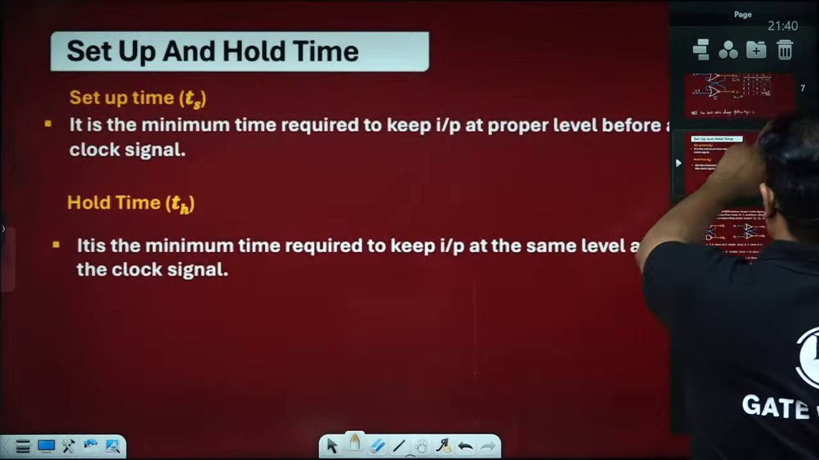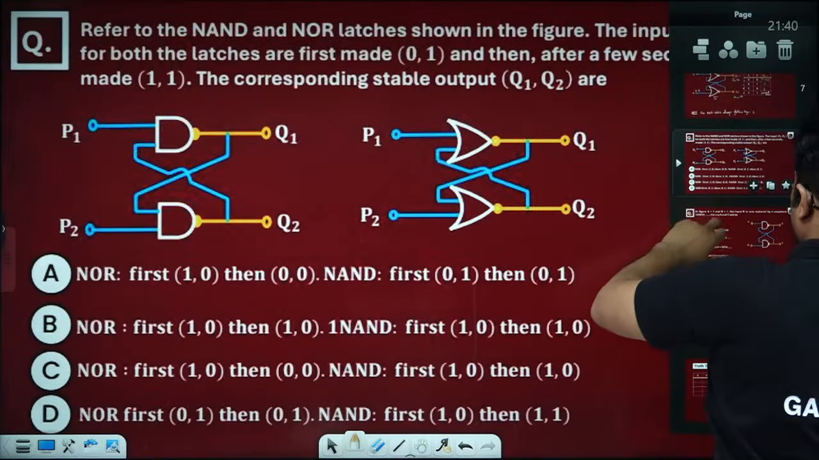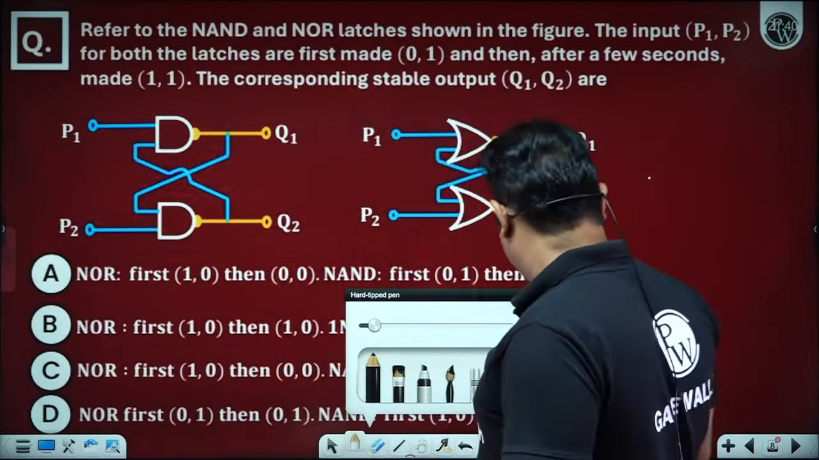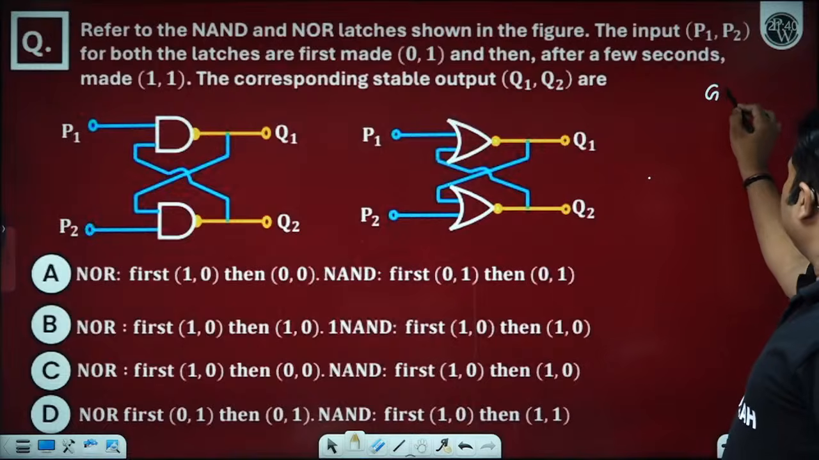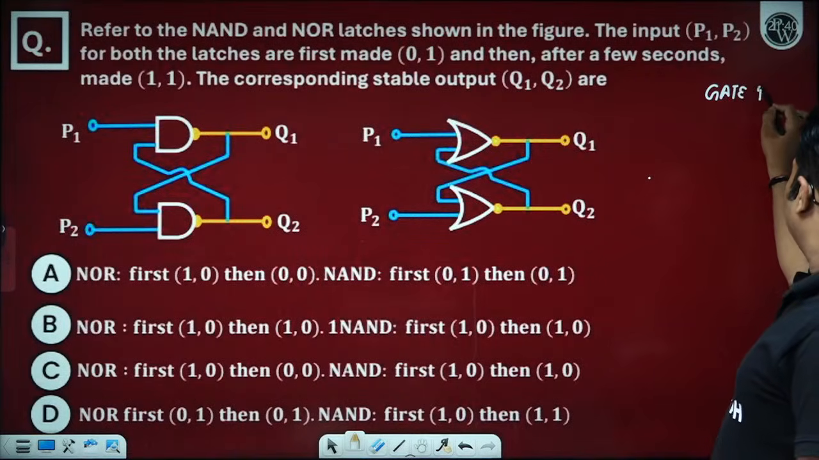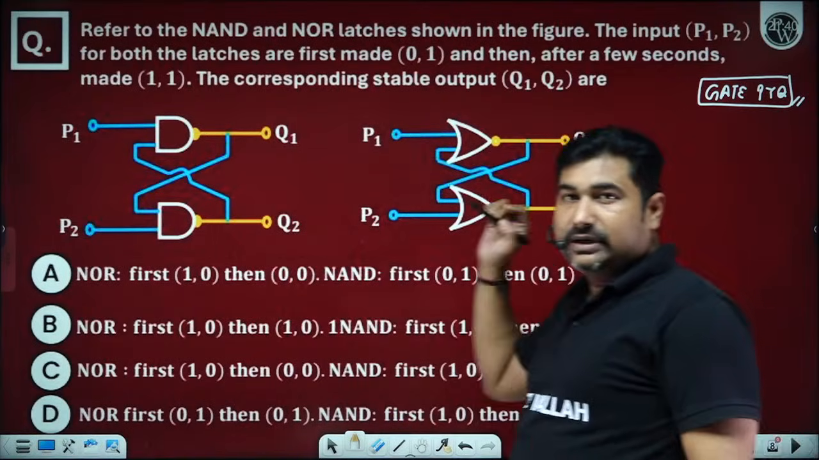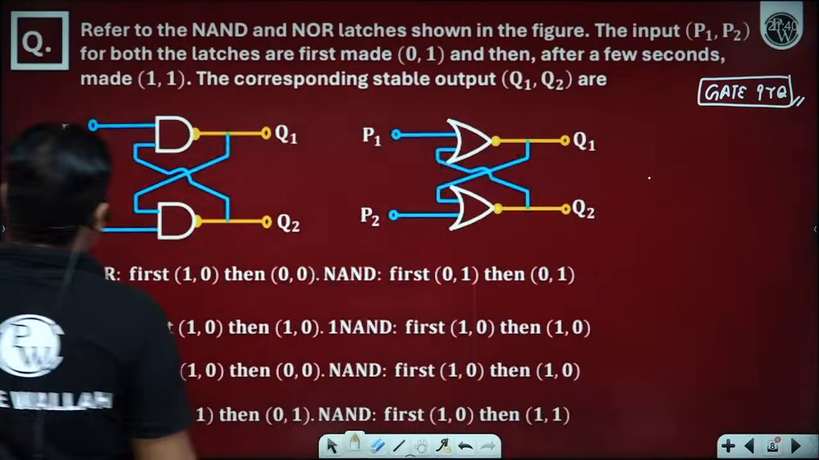Now, we'll discuss this later on. Can you answer this question? This is a GATE question. It's a GATE PYQ. Can you solve this question now with the concept which I have discussed just above?